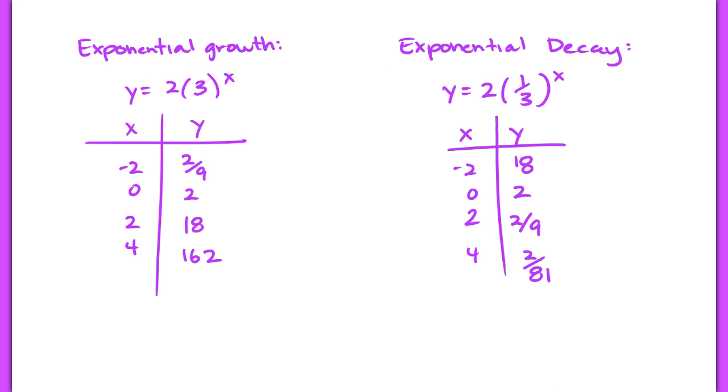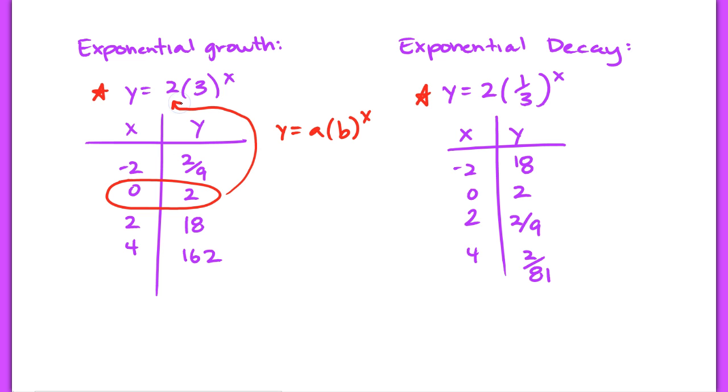Here I have an exponential growth and an exponential decay table along with the equations that relate the data in those tables. Now, when you're looking for your function y equals a times b to the x, you want to look for your y-intercept first. Here I have a y-intercept of 2, which is why in this function I see that I have y equals 2 times, here the multiplier is 3.